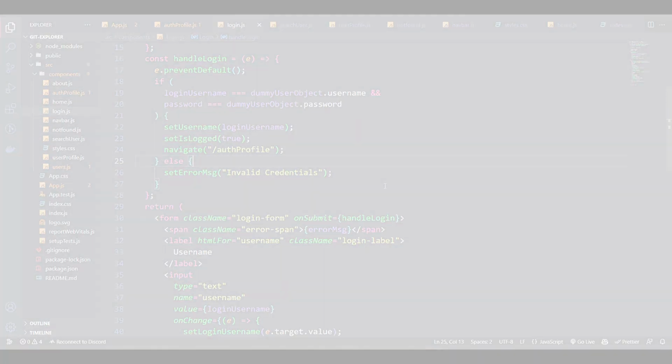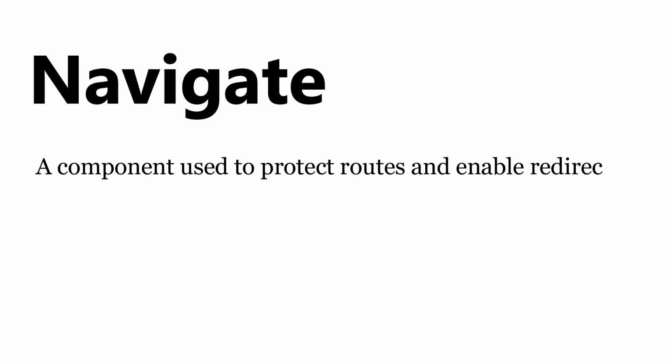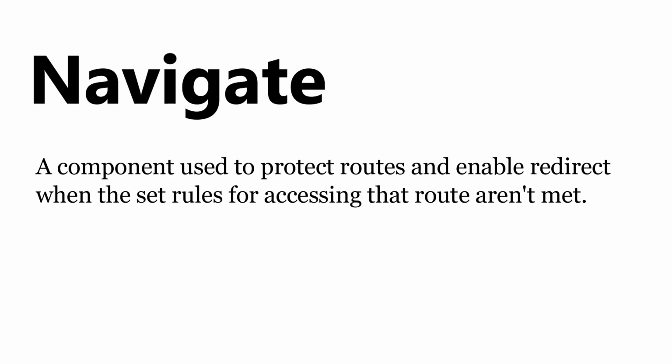Alright, so React Router offers a component called Navigate. This is different from the useNavigate hook. The Navigate component prevents a page from showing up and redirects to another page based on our application logic. Let's see how that works.